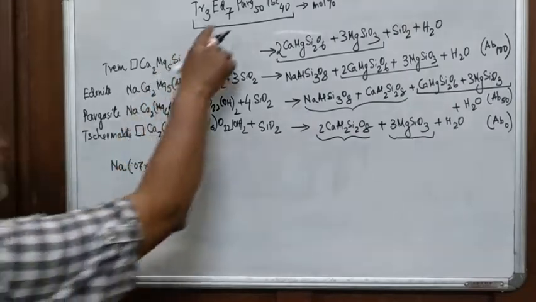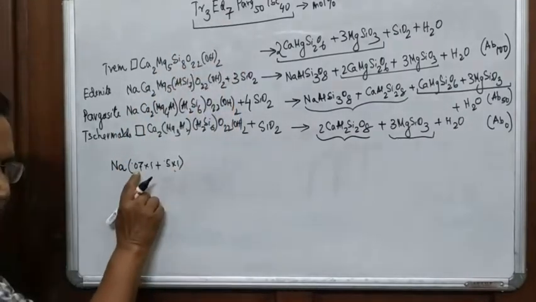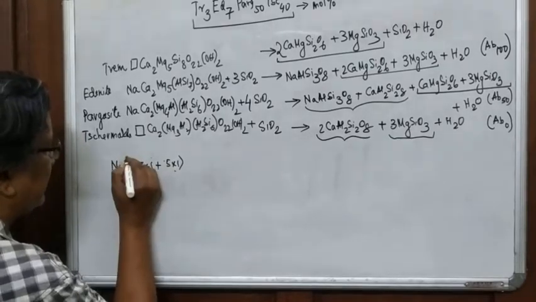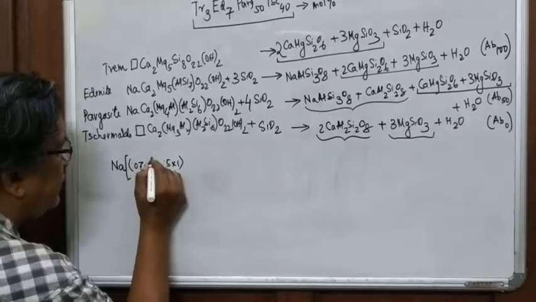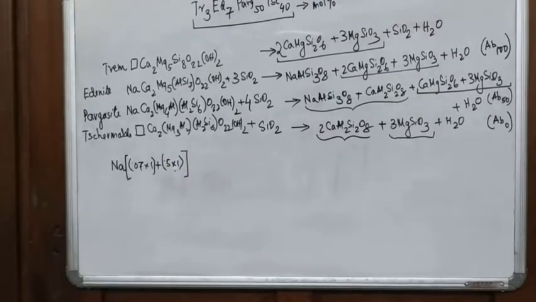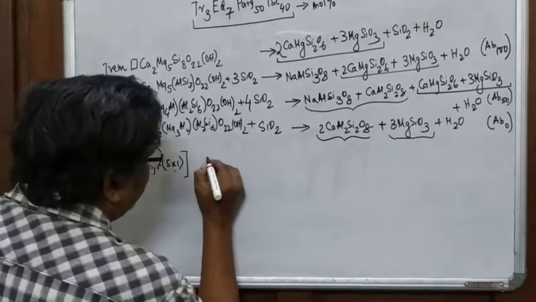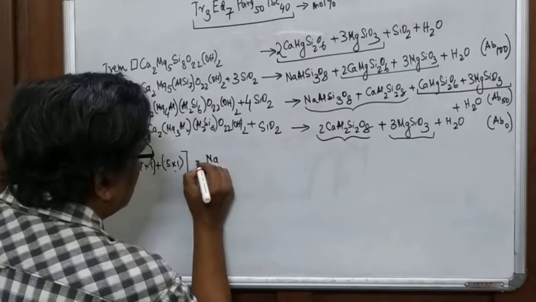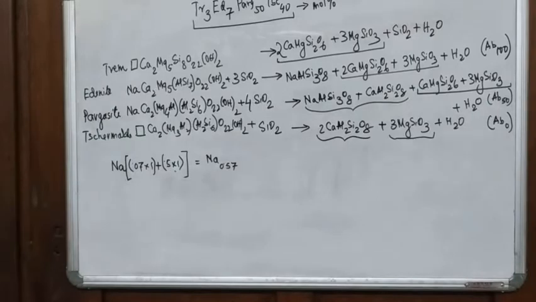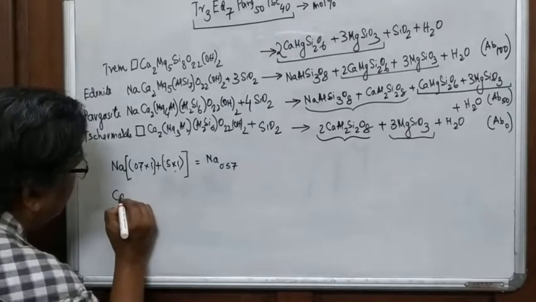Why? Adenite, mole fraction is 0.07. So 0.07, I will put this under bracket, it's better. 0.07 into 1 plus 0.5 into 1, and that will be the sodium content. So your sodium essentially will be equal to 0.57. That will be your sodium. Have you understood? Now, what will be calcium?